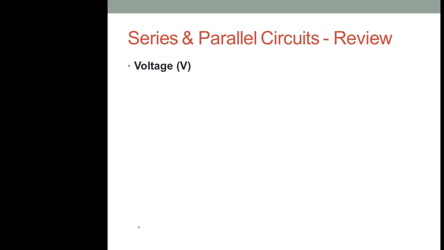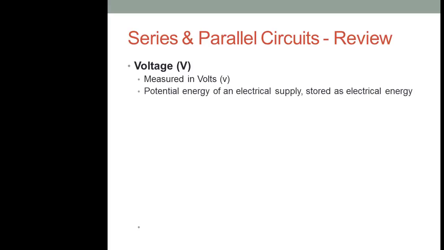Okay, so the first one is voltage, represented by a capital V in Ohm's law. It is measured in volts, and we represent our measurement with a small v. Voltage is the potential energy of an electrical supply stored as electrical energy. So even though a battery may be chemical energy, what we have in there is a mix of chemicals, right? It is stored as electrical energy. When it comes out of that battery, it's going to be electrical energy.